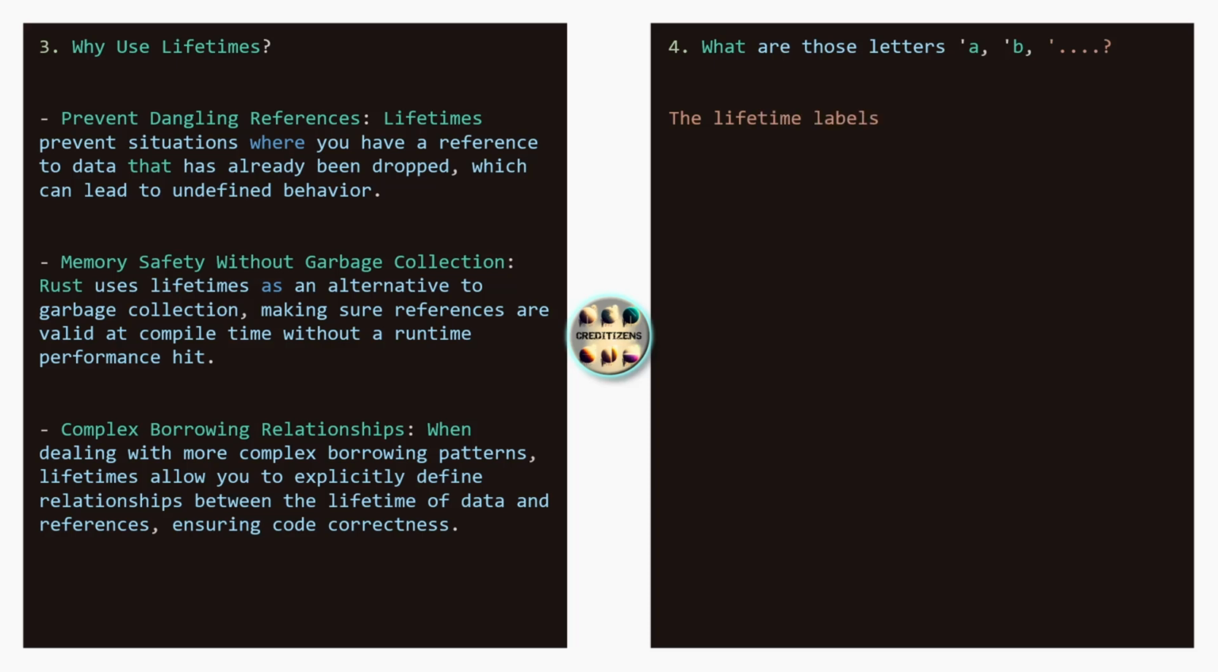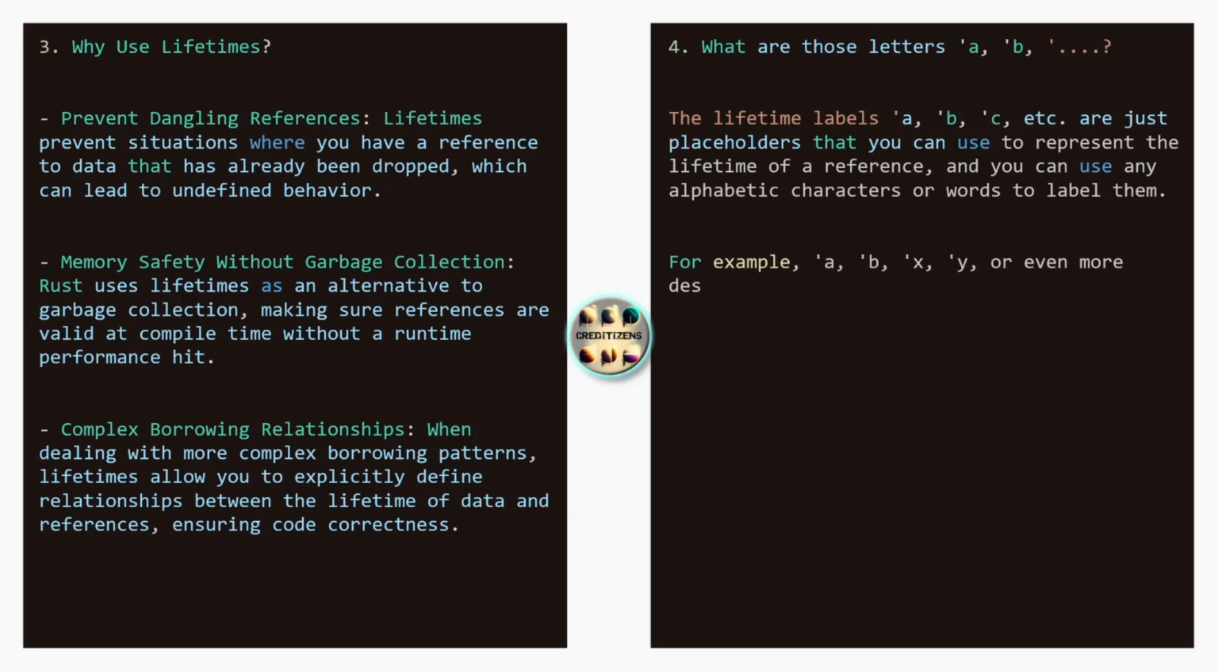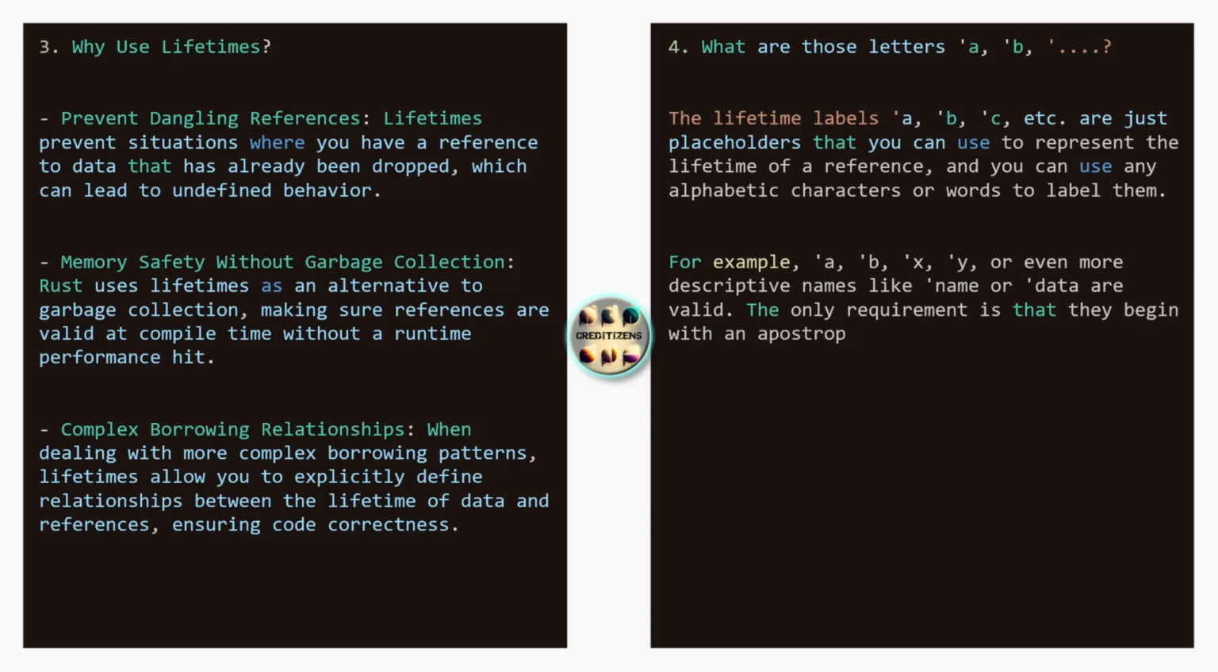What are those letters, A, B, and so on? The lifetime labels, apostrophe A, B, or C, are just placeholders that you can use to represent the lifetime of a reference. You can use any alphabetic letters or words to label them. I had this question in my mind: does it mean something to Rust? If I put an A, a B, or a C, is it different? Actually, I got the answer that we can put anything.